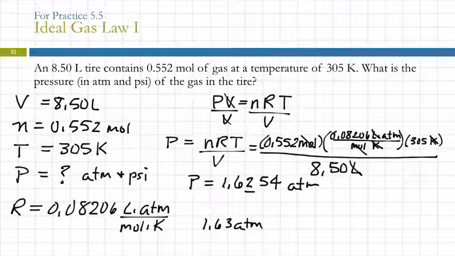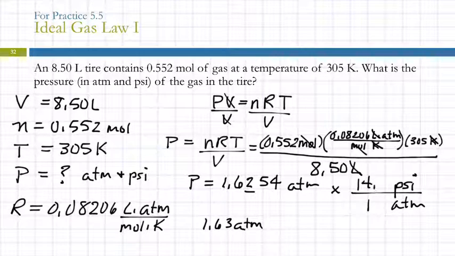How do I convert that to PSI? Yeah, 1 ATM is equal to 14.7 PSI. So I take my number times 14.7. And that's going to give me 23.89289, blah, blah, blah. That'll also have 3 sig figs. That'll round to 23.9 PSI.